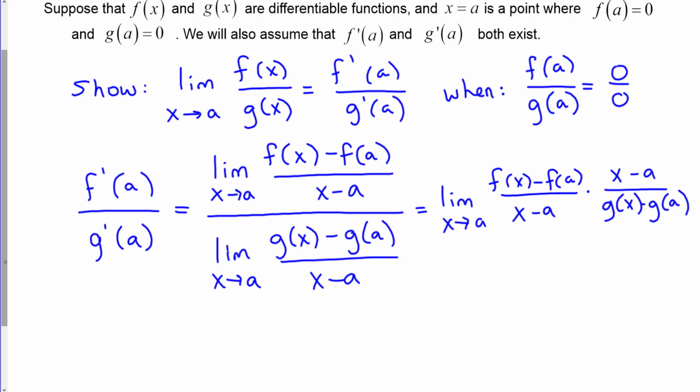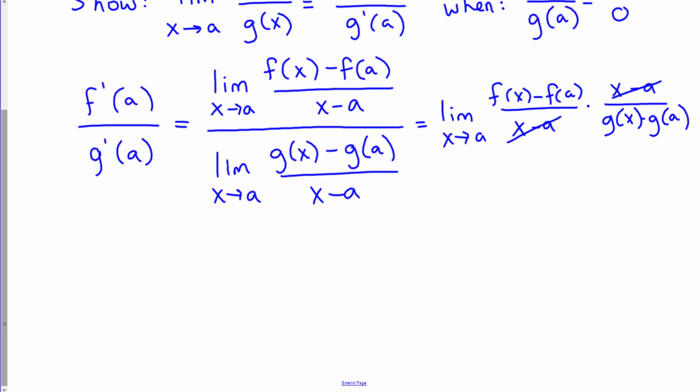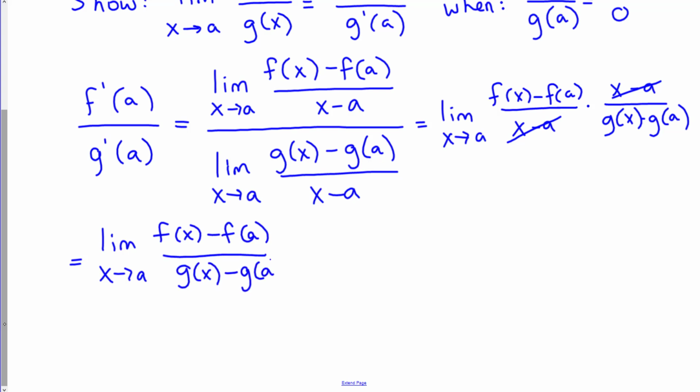The reason I'm doing that is because I can see this term x minus a, and I can get that to cancel out. Okay. Now, what I have at this point is the limit as x approaches a of f of x minus f of a over g of x minus g of a.